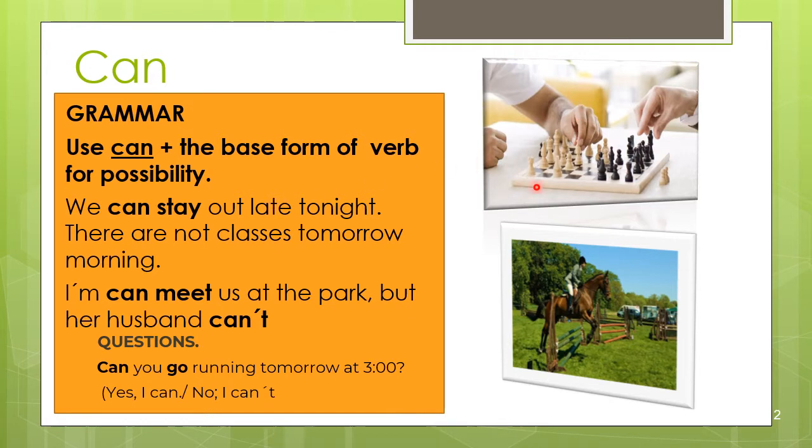If we are talking about ability, you can see in the picture, I can say, they can play chess. She can ride a horse. Possibility: I can say, it can rain today. Okay, possibility and ability.